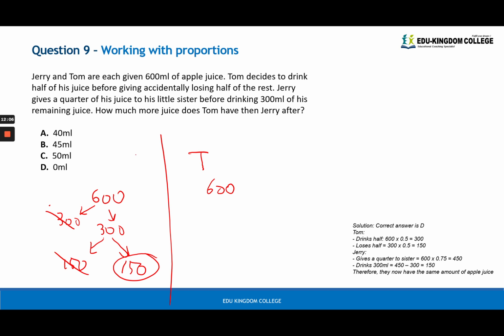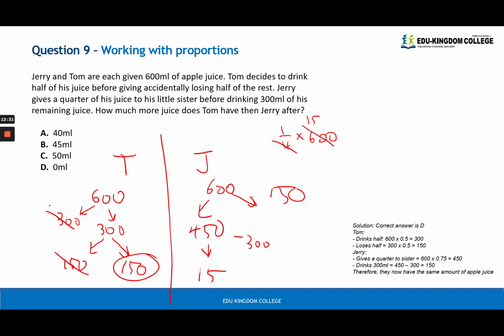So that's Tom, okay? Jerry, on the other hand, gives a quarter of his juice to his little sister. So he's going to give a quarter away. A quarter of 600, and cancel the 60 gets 15. So it's 150, okay? 150 to his sister, which means 450 for himself, before drinking 300 ml of the remaining juice. So we're going to minus 300 ml, and we get 150 left. How much more juice does Tom have than Jerry? We can minus the 2, and you realize it's 0 ml because they have the same amount.